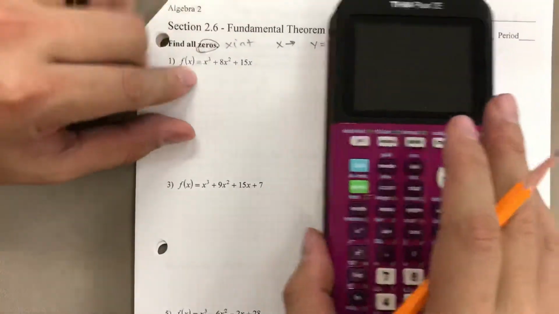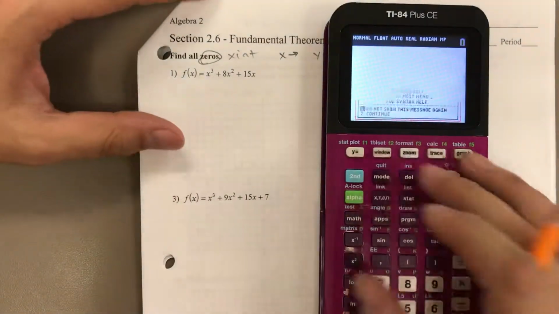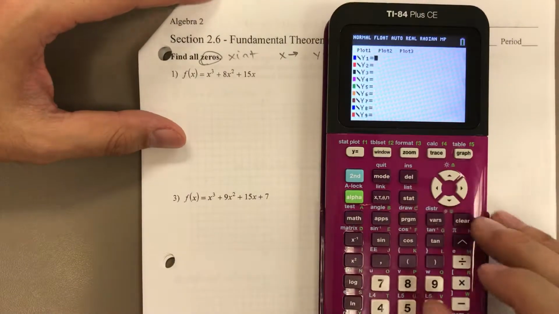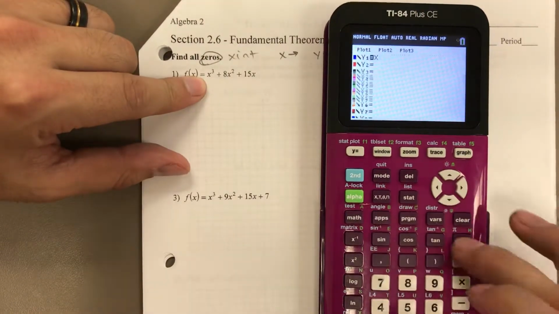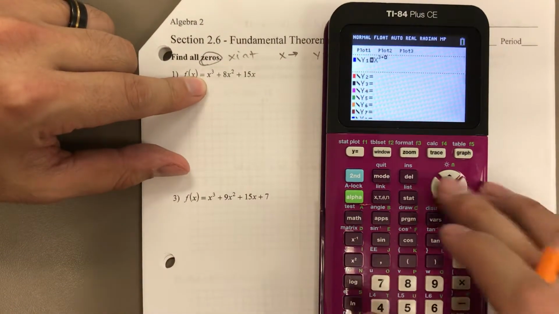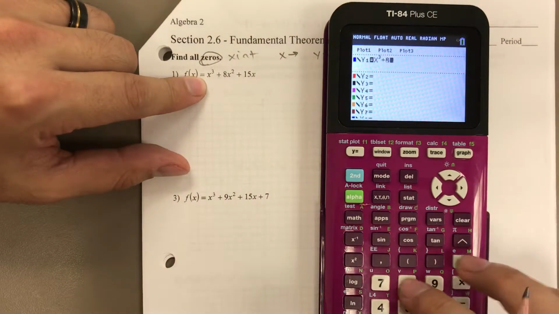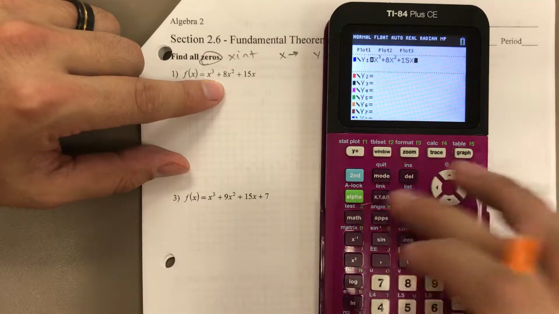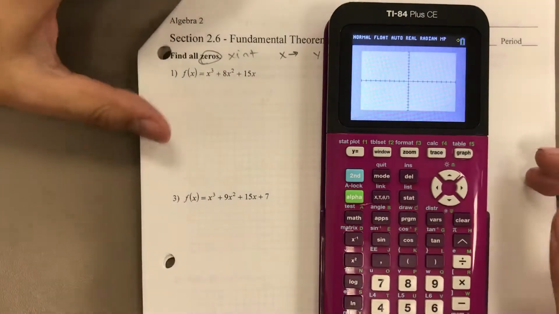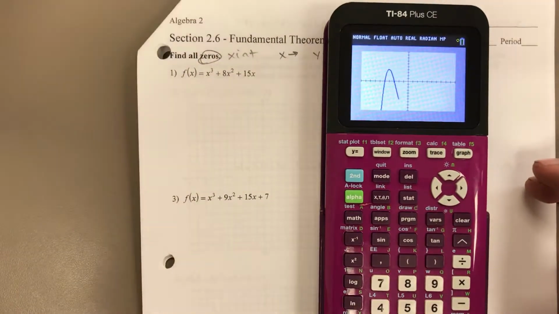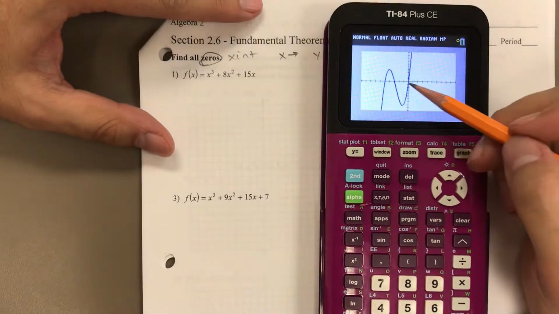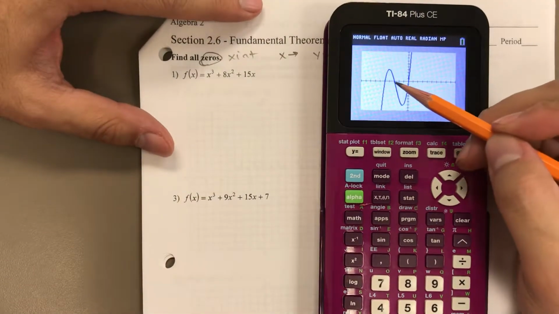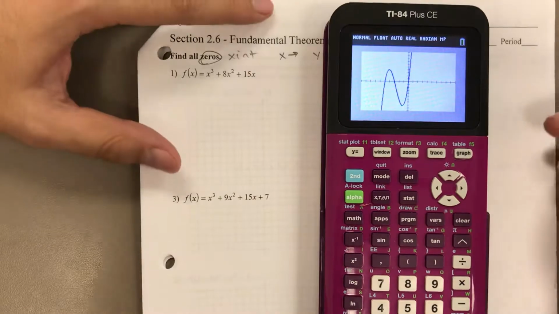So if we graph it out, like even this first one right here, y equals x to the third plus 8x squared plus 15x. All right, and then hit graph. So where does it look like you have x-intercepts? Looks like we have one at 0, -3, and -5.